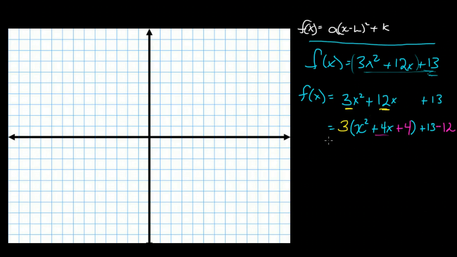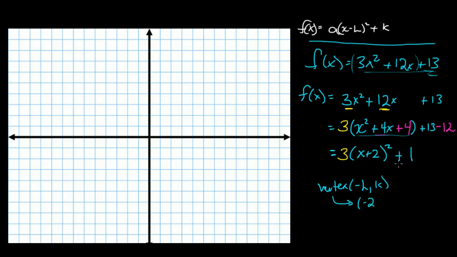And that will then give me my constant term. So this 3 stays right where it is. I can now factor my perfect square trinomial inside here. That'll be x plus 2 quantity squared, and then 13 minus 12 is a positive 1. So that means that my vertex will be at negative h and k, or in this case it'll be the opposite of that number there, so negative 2, and the k is 1. So I have a vertex here at negative 2 and 1.